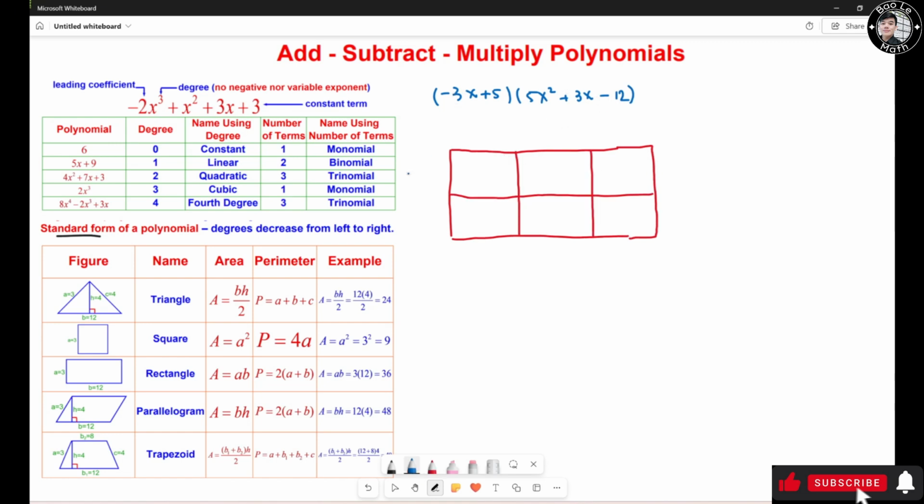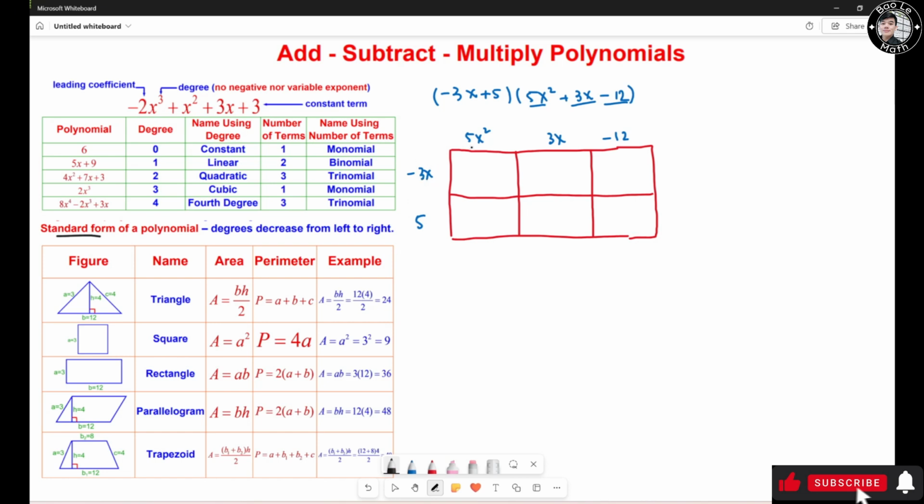Negative 3s, I put negative 3s right here. 5, I put 5 right here. And then this one, 5s squared, is going to be 5s squared right here. Next, 3s, 3s go over here. And the last one, negative 12, don't forget the negative sign, so negative 12 right here. Now you just multiply this out.